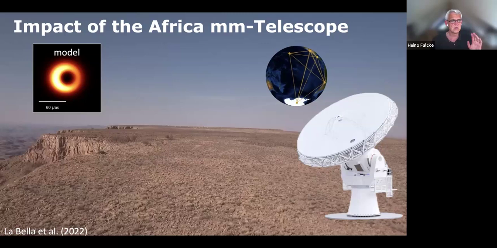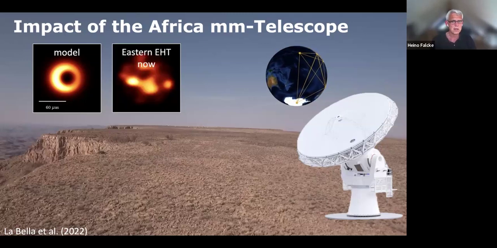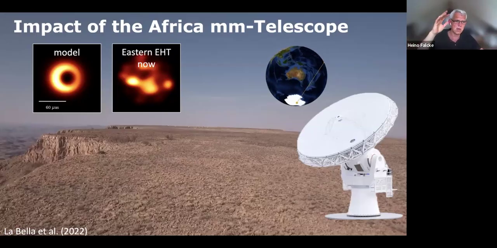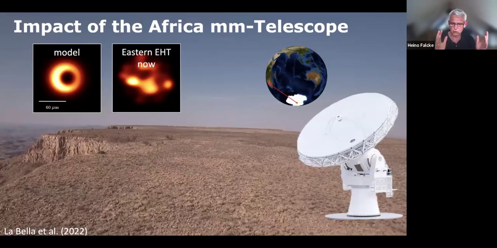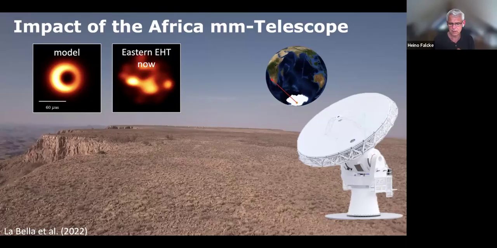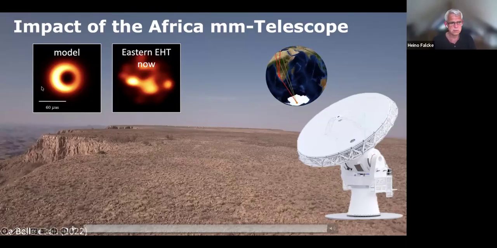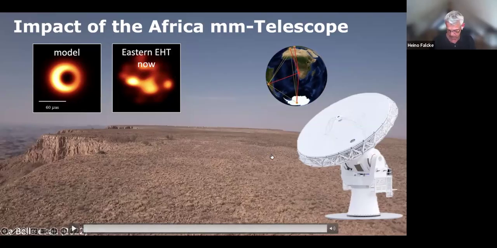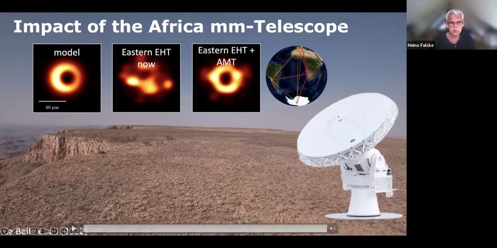And why is this important? If you have a model like this on the left, and you observe for the first hours, many of the American telescopes are not yet observing. We have too little data. If you would make an image in the first few hours, you would see nothing. If you add one more dish in Namibia, you suddenly can recover that ring. It's just one telescope that makes all the difference.